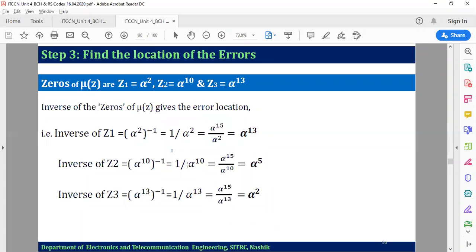What is the inverse of alpha 10? It is 1 by alpha 10, but what is 1? It is alpha 15. So replace 1 by alpha 15, and you will get alpha 15 by alpha 10, which is alpha 5. Then alpha 13 inverse is 1 by alpha 13, so instead of 1 it will be alpha 15. Alpha 15 by alpha 13 will be alpha 2. So these are the error locations where the error is present. There is an error at location 2, 5 and 13. I hope this is clear.